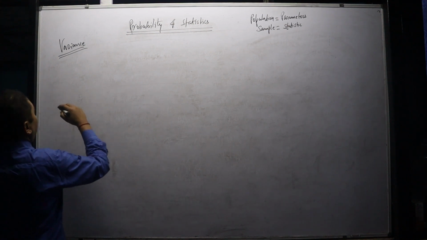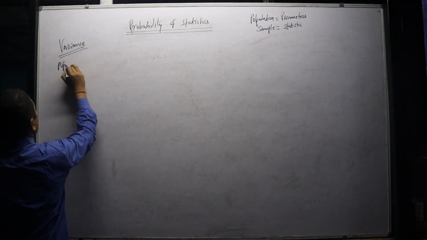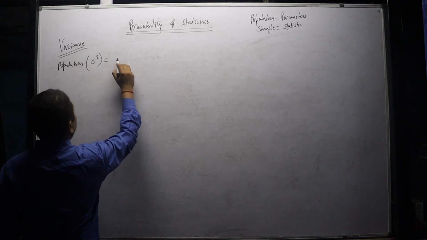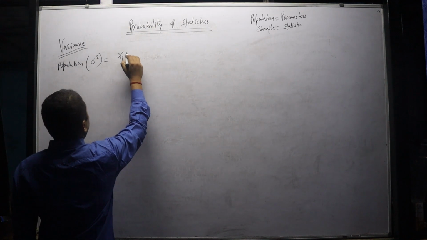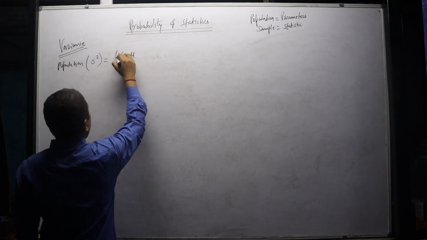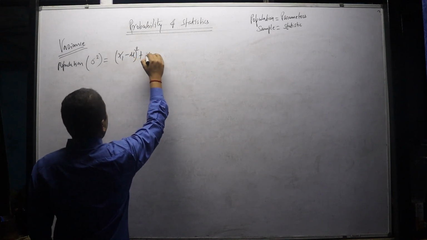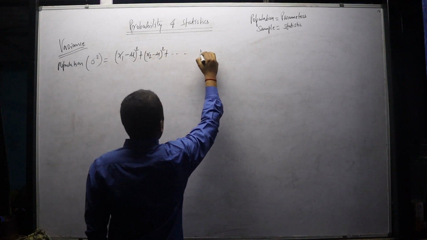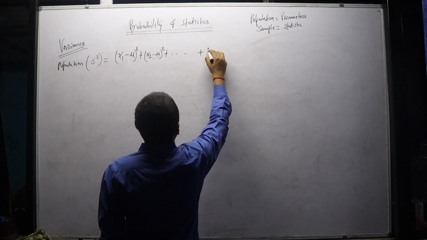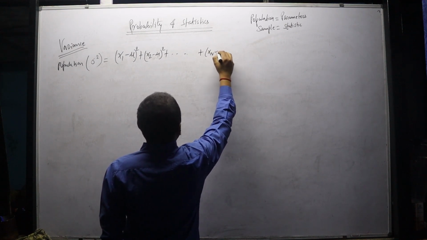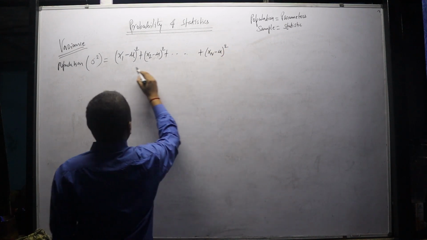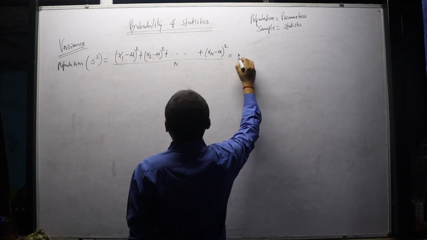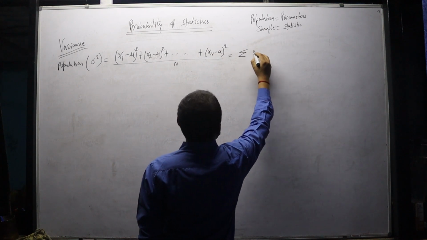Now let us see how we calculate the variance. For the population, the notation for variance is sigma square. This is equal to the first observation minus its mean, whole square, plus the second observation minus its mean, whole square, all the way to the nth observation, xn minus mu, whole square, and we divide it by n. So this is what we mean by the variance, and this is how we can calculate the variance for a population.